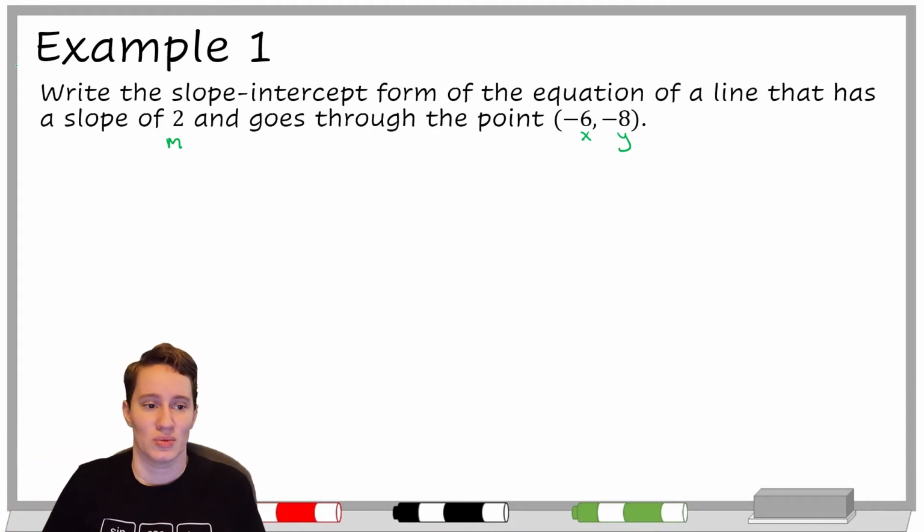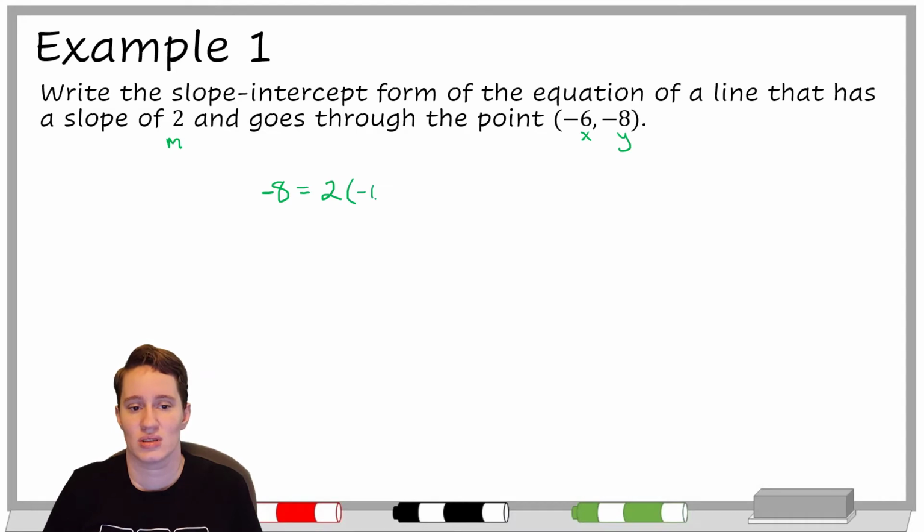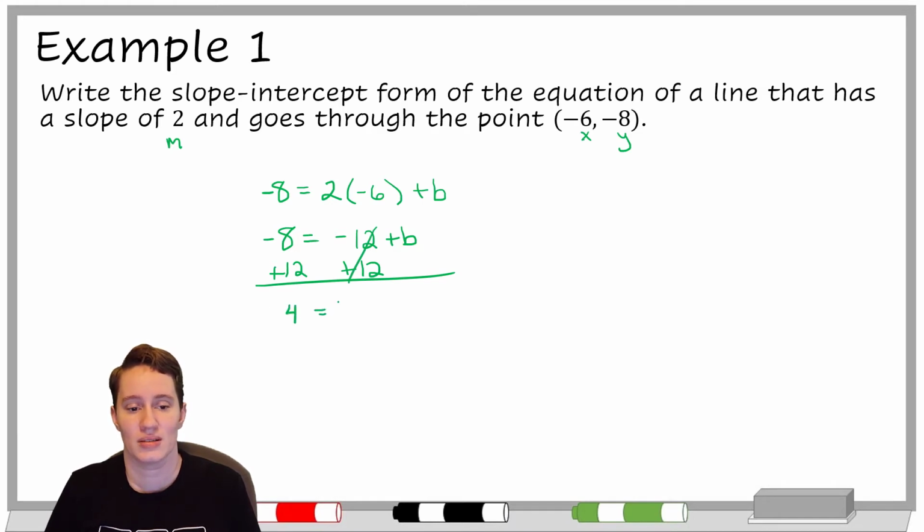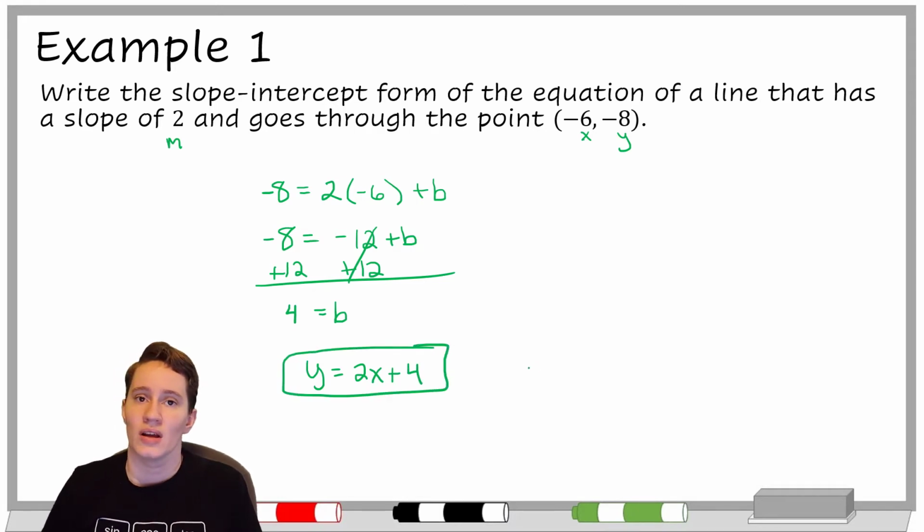Okay, so example 1 here. Again, m is 2, x and y are -6 and -8. So we're going to do -8 equals m, which is 2, times x, which is -6, plus b. And so that means we're going to do -8 equals -12 plus b. And then we will add 12 to both sides and get positive 4. So y equals the slope, which was 2, so 2x plus 4. That's our answer. Let's look at another one.